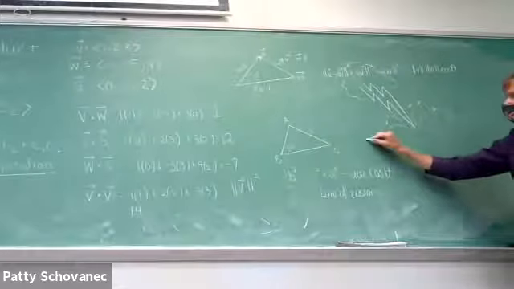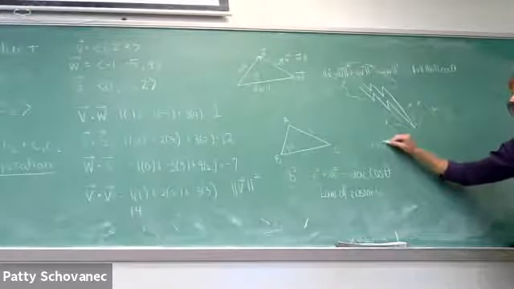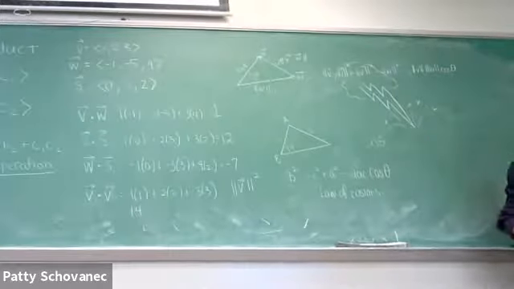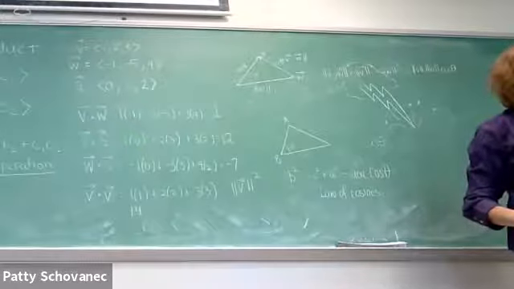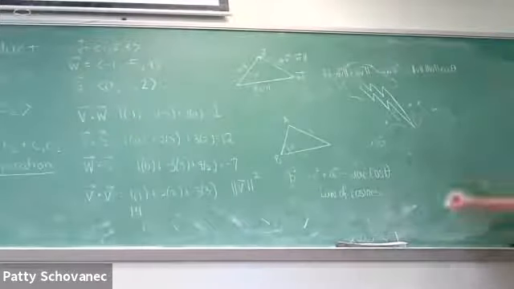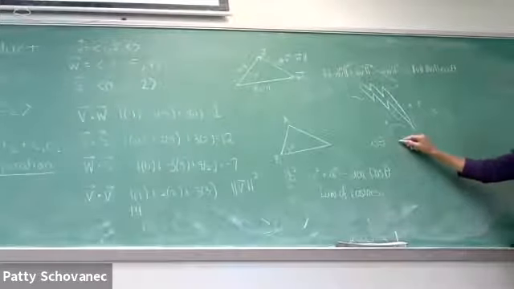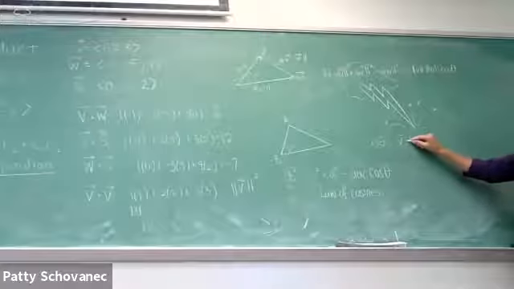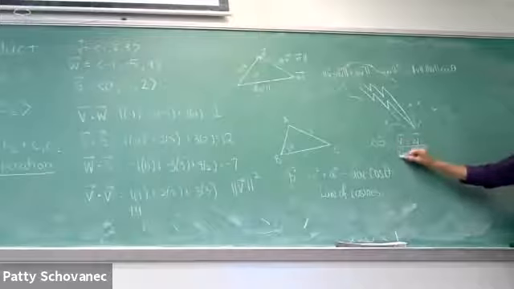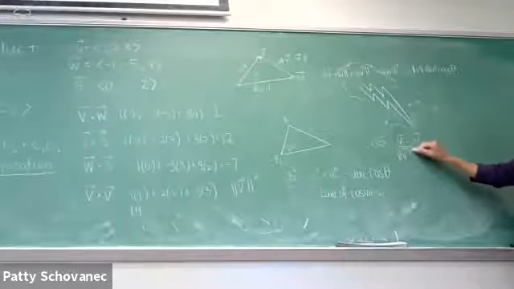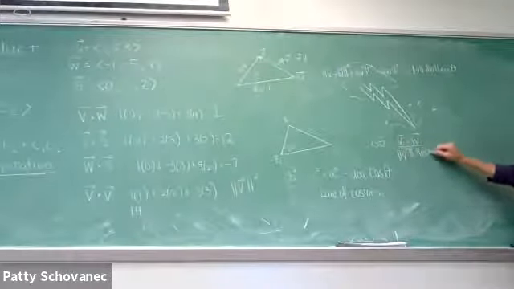Between two vectors, the cosine of the angle between them is going to be a number. Not just any number. It's going to be a number between -1 and 1, right? That you get by taking V dotted with W divided by the magnitude of V times the magnitude of W.